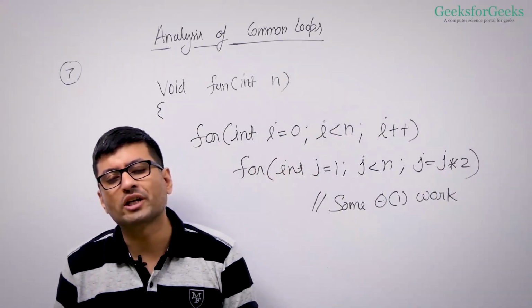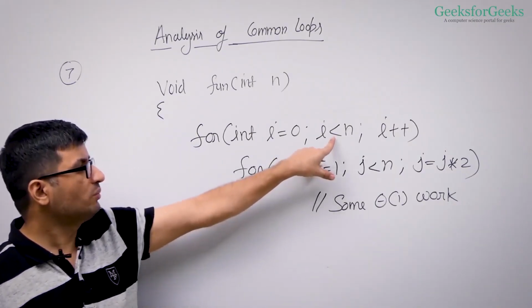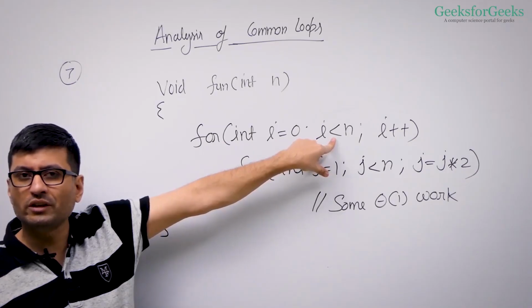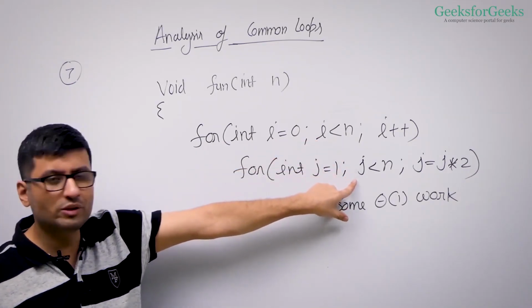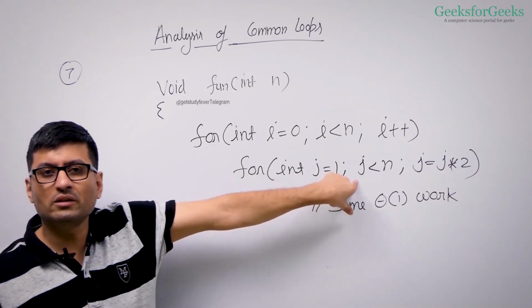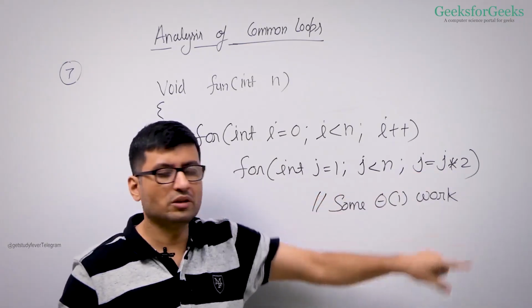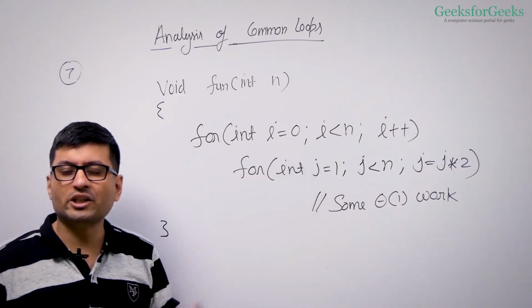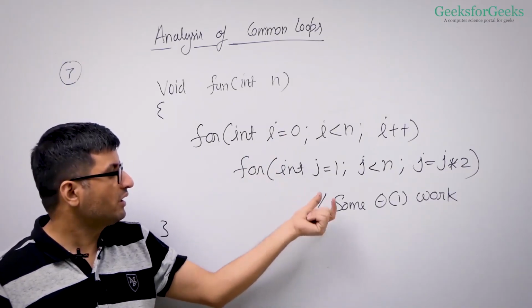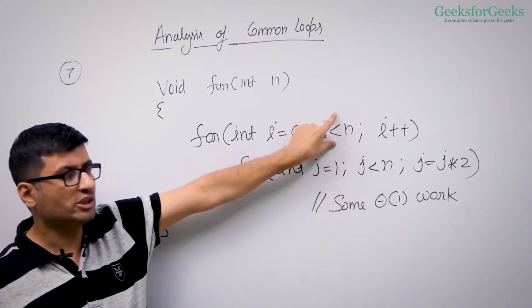Let us now take a look at this nested loop example. We have an outer loop. How many times is this loop going to run? It's going to run theta n times. How many times is this inner loop going to run? It's going to run theta log n times, because we do j equal to j into 2. We have talked about its analysis. So when you talk about nested loops, you simply multiply the number of times this loop runs and the number of times this loop runs.